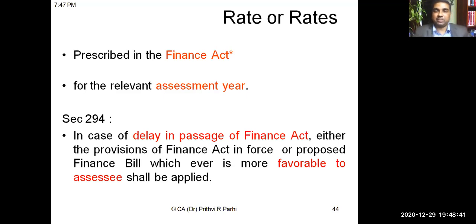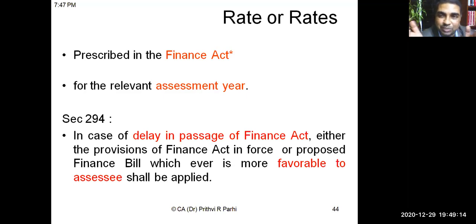Okay, friends. Next concept we are going to learn is about income tax rates. As you know, every person whose total income of the previous year exceeds the maximum amount which is not chargeable to tax is an assessee and will be chargeable to tax at the rate or rates provided in the Finance Act. Now, these rates are prescribed in the Finance Act, and we have to refer to the Finance Act for the relevant assessment year. So let us say for assessment year 2021, I have to refer to the Finance Act 2020.